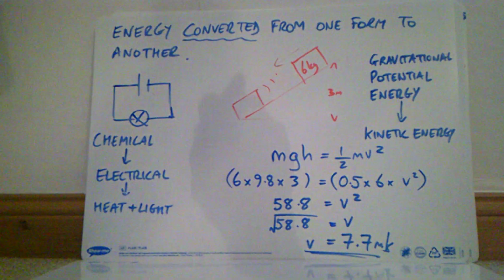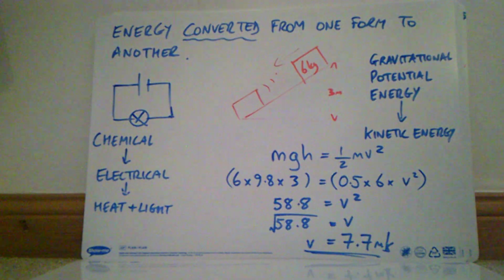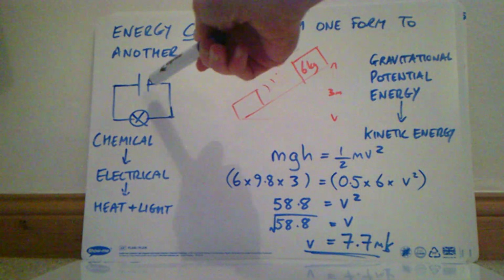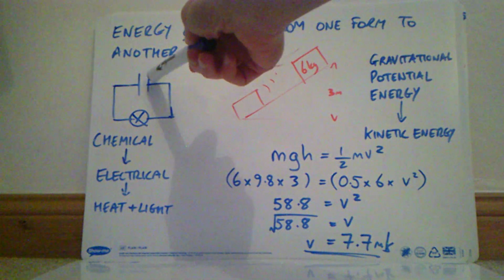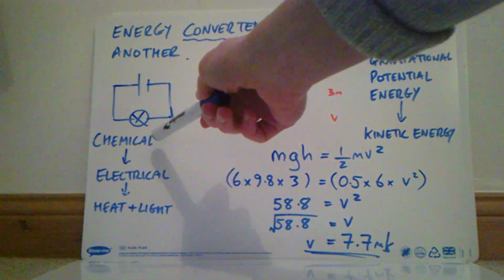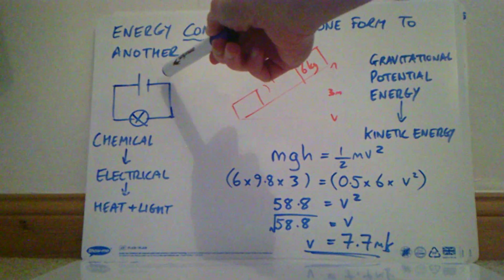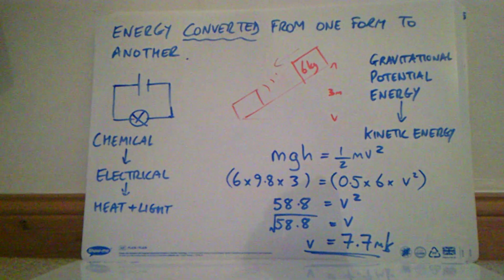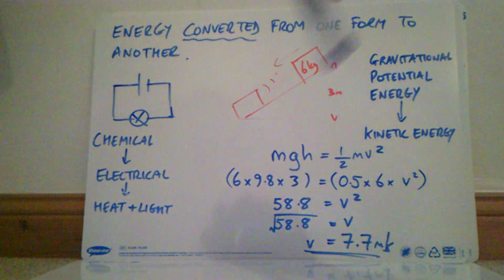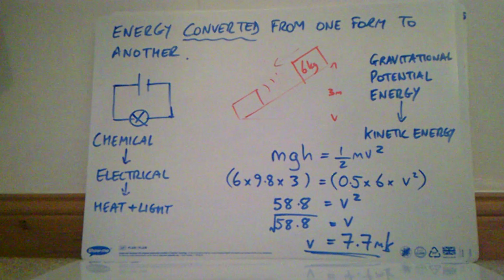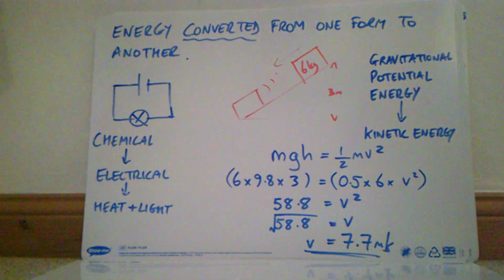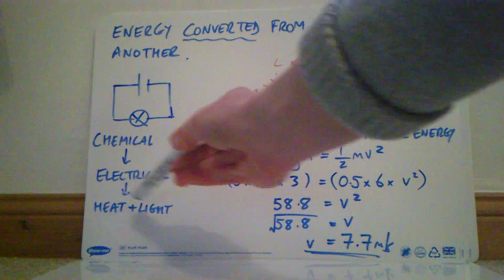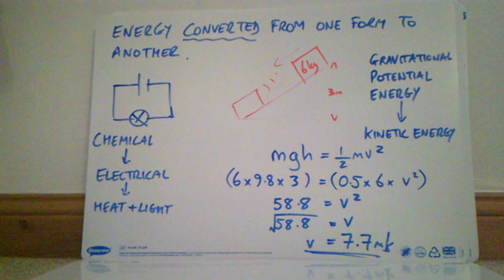Now, energy can be converted from one form to another. So if you've got a battery lighting a bulb, then the energy form which is in the battery is chemical. This energy is converted to electrical energy, which lights up the bulb, and the electrical energy which causes the bulb to light up is converted to heat energy and light energy.